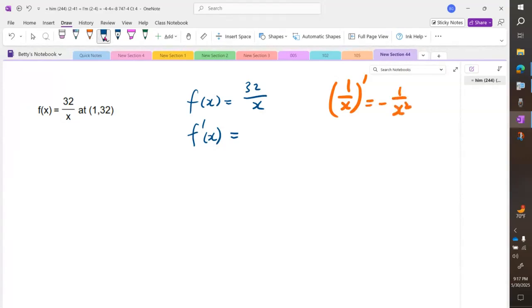It's very useful because a lot of the time the frequency that you have to apply this formula is so high and it's really worth it. You just memorize it. So the derivative is going to be negative 32 over x squared. Okay, 32 remains as the coefficient, stay in the numerator. The derivative of 1 over x is negative 1 over x squared.